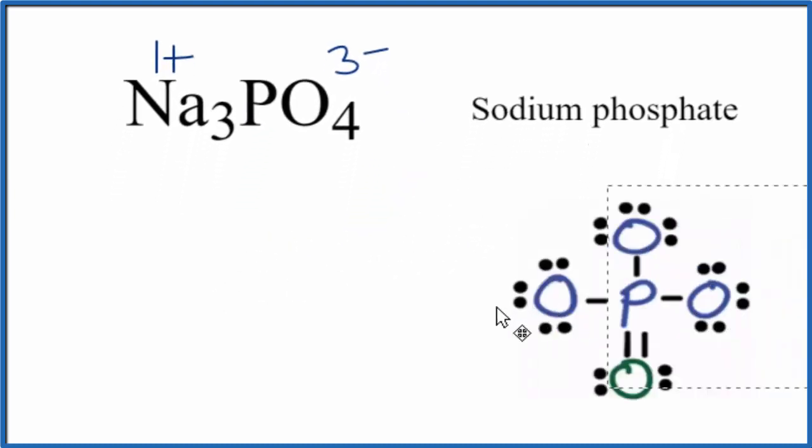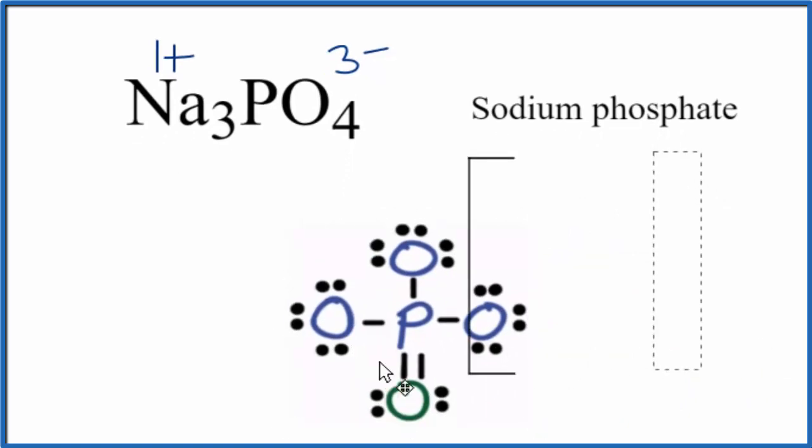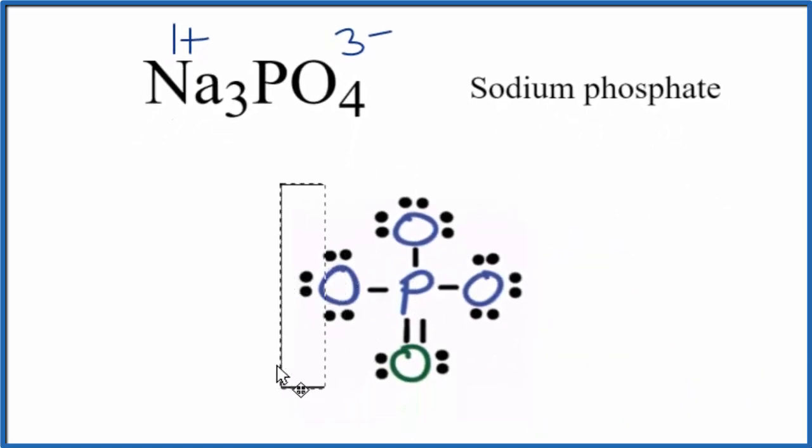So let's put the phosphate ion out here, and if you need help drawing the phosphate ion, there's a link in the description how to write the Lewis structure for that PO4 3- ion, the phosphate ion. We'll put brackets around it, and then we're going to put a 3-, that's its ionic charge. We're using brackets because the sodium loses electrons to the phosphate. So we want to show that those electrons aren't shared.